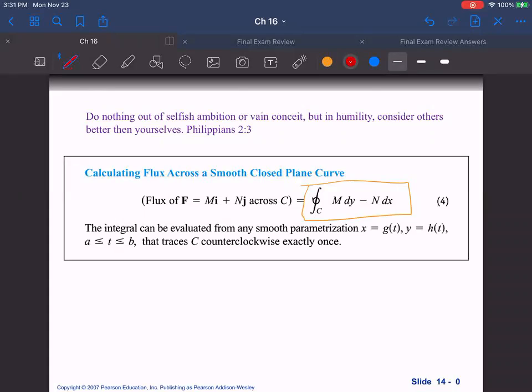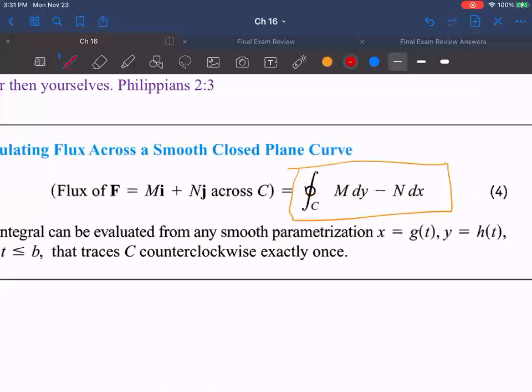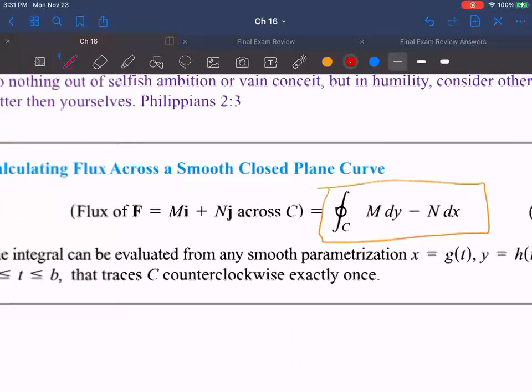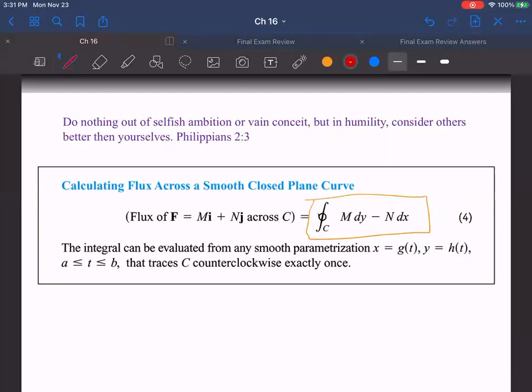So anyway, here you can see calculating the flux across a smooth closed plane curve. We'll indicate this with this little circle around it telling us it's closed, and then there's a little arrow telling us that we're going in the counterclockwise direction. So we're going around a closed loop there, and that's what we're trying to indicate there, counterclockwise.